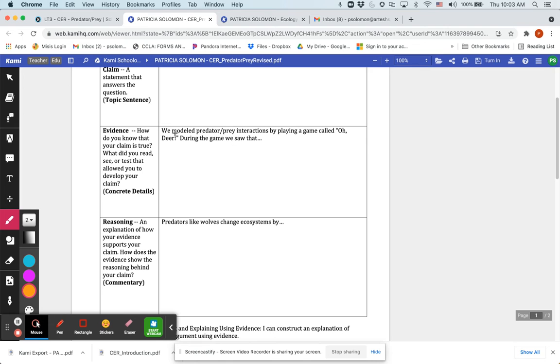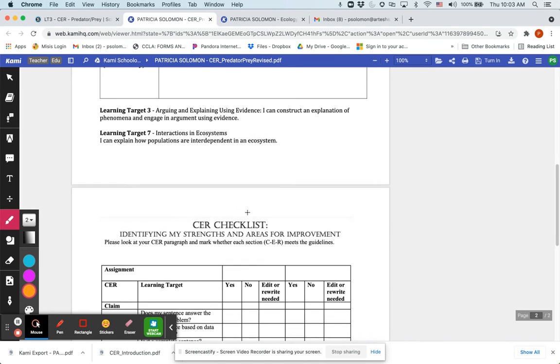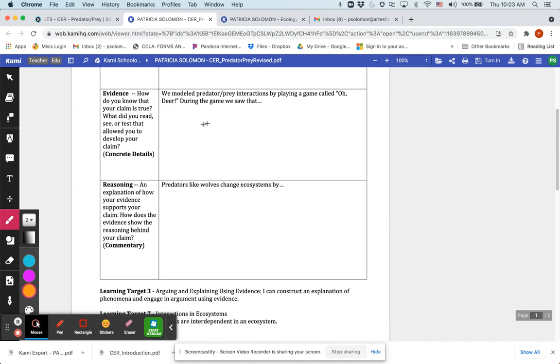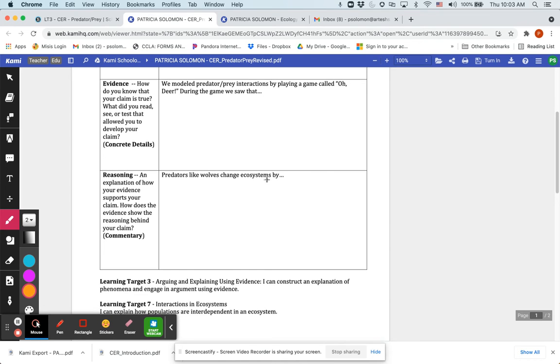And then after you write this part, again, you're going to go back to your checklist and make sure everything is there. If it's not, fix it up, make sure it's perfect, and then move on to the reasoning. So the reasoning is predators like wolves change ecosystems by, so now you can start writing about why wolves are important to ecosystems, why predators are important. You can talk about limiting factors, and you could talk about keystone species, etc. So this is your commentary, this is your reasoning.